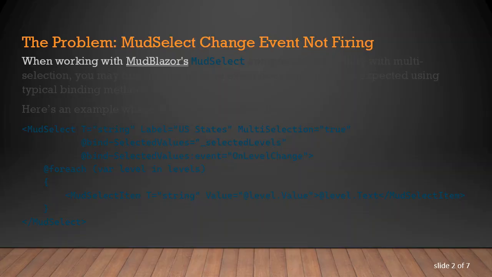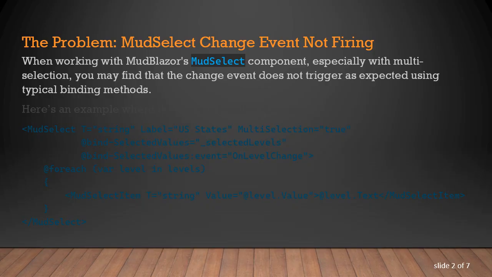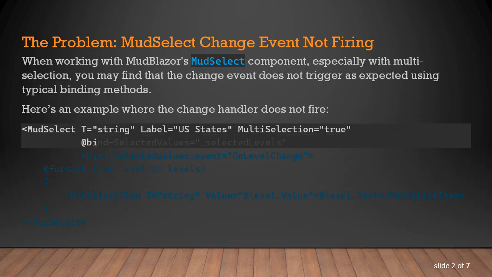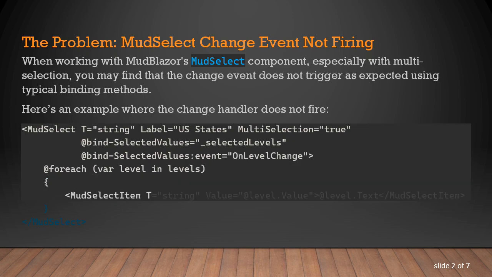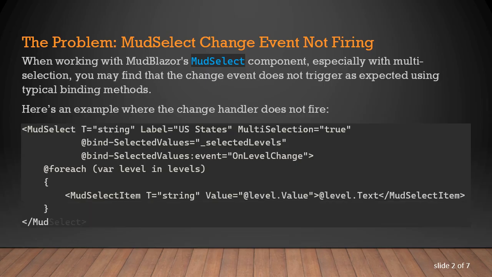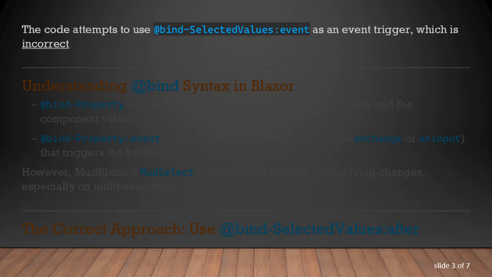When working with MudBlazor's MudSelect component, especially with multi-selection, you may find that the change event does not trigger as expected using typical binding methods. Here's an example where the change handler does not fire. The code attempts to use @bind-SelectedValues:event as an event trigger, which is incorrect.